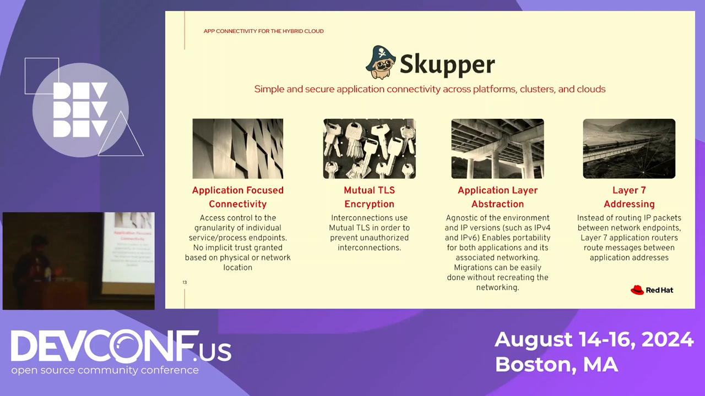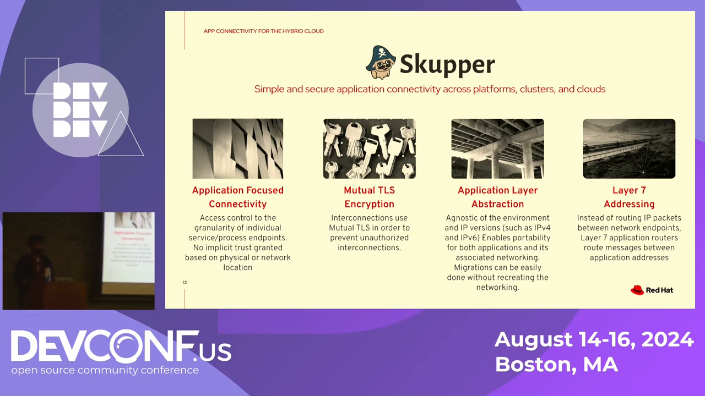Skupper builds what we call a virtual application network. It's basically layer 7 connectivity. So when you use Skupper to establish these networks, you're creating pinholes within your services, and telling Skupper to expose the services over the Skupper network. Only the services that you expose over this Skupper network are accessible to other services that are part of the network, and you control which services to expose and which services not to expose.